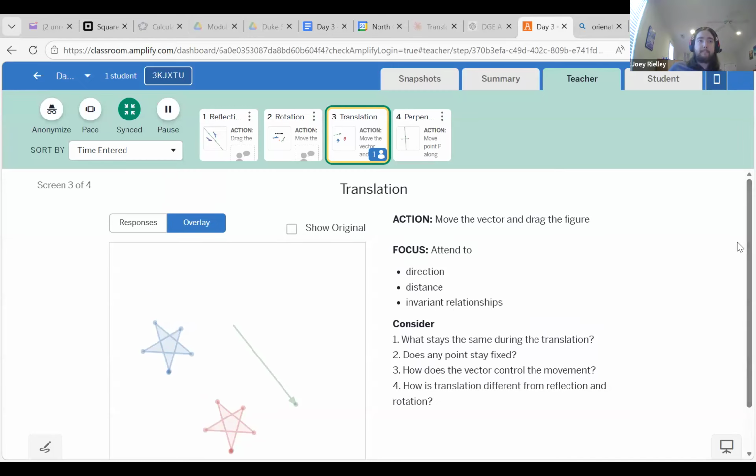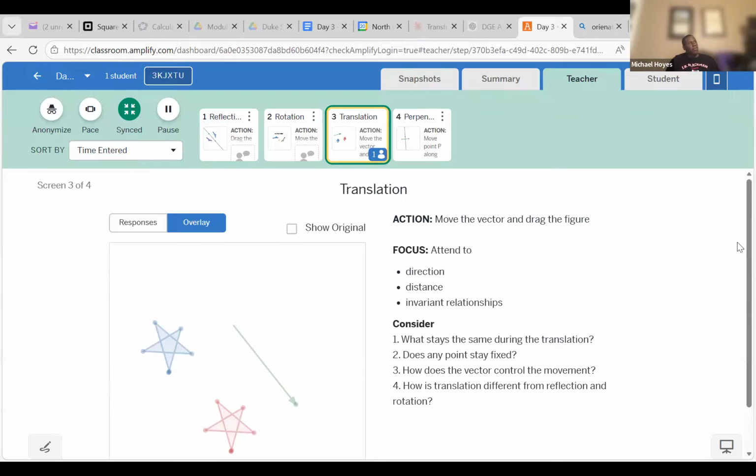Okay. All right, so what stays the same during the translation? I'd say all types of orientation, right? Basically everything except for absolute position. All of their relative positions stay the same, all the line segment lengths stay the same, all the angles stay the same.